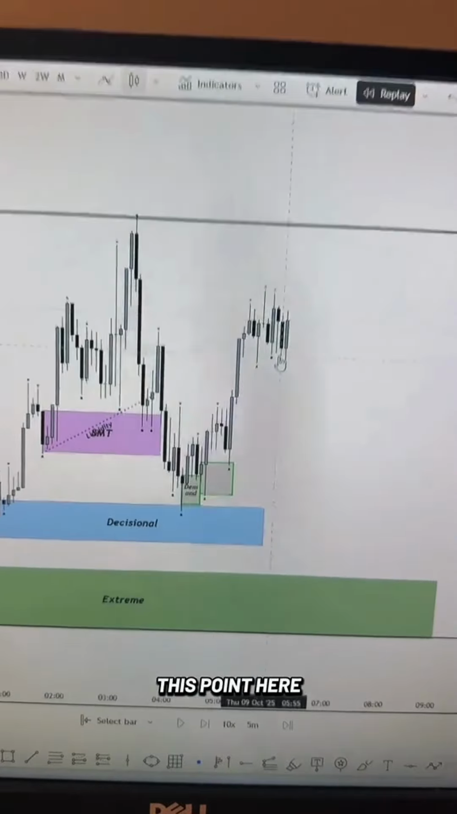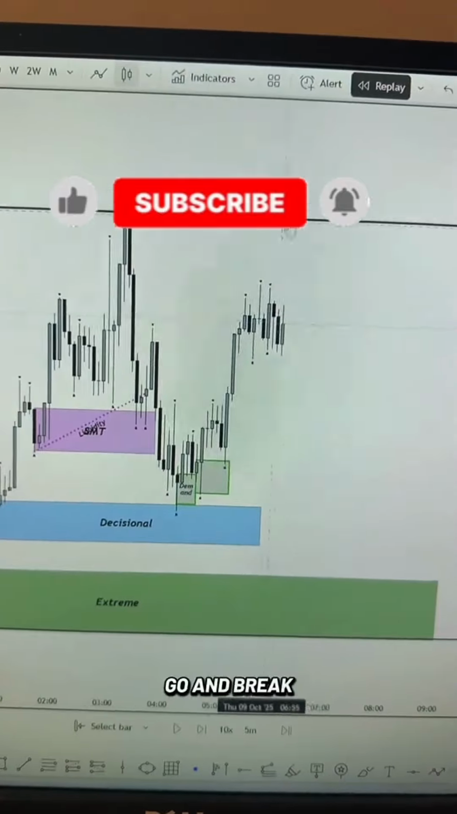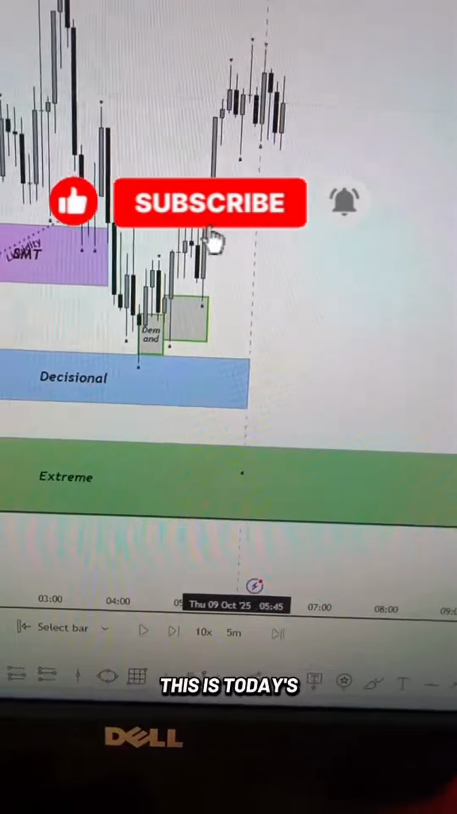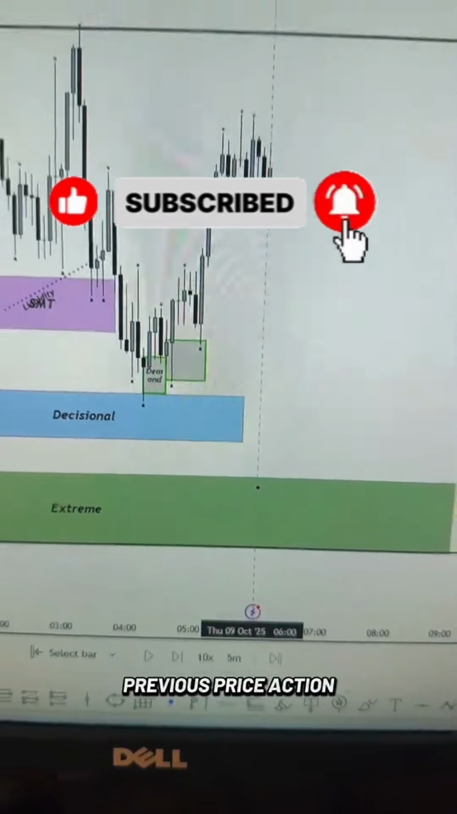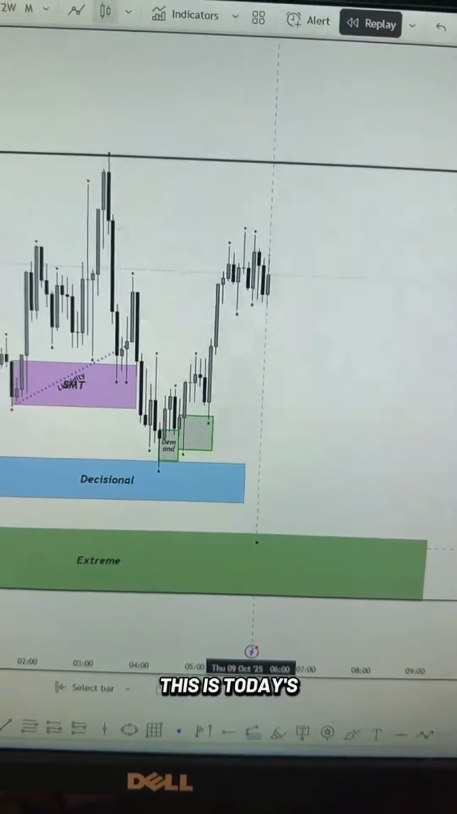And we reach this point here, that we're looking for price to go and break. But look, this is today's price action. This is not previous price action that I came and discovered. This is today's price action. Liquidity runs the show. Hence why I scream, if you can't find the liquidity, you are the liquidity.